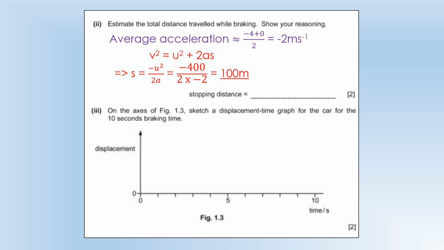And then using that and a Suvat equation, we should be able to figure out how far it travelled, and it's about 100 meters. So on the axes, sketch a displacement versus time graph for the car for 10 seconds braking time. So in the velocity time graph, remember the velocity was decreasing the whole time. So on this graph, we should see the gradient decreasing the whole time. But because it was traveling faster initially, it should cover most of the displacement in the earlier sections of the time, because it's traveling relatively slowly towards the end.